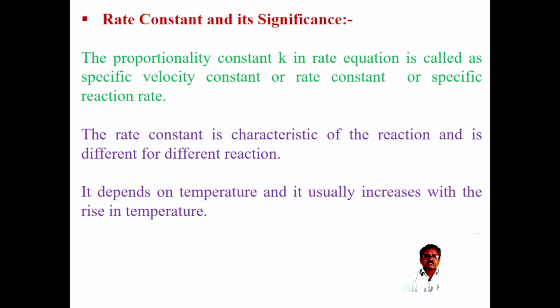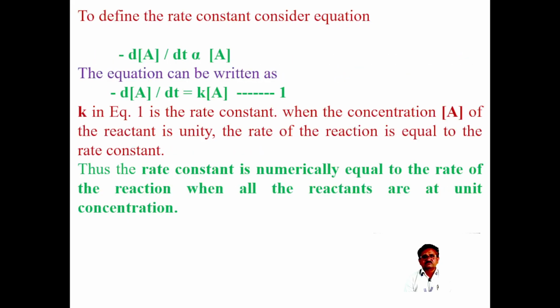Now let us see the rate constant for the reaction which we study kinetically. The proportionality constant K in the rate equation is called the specific velocity constant, rate constant, or specific reaction rate. The rate constant is a characteristic property of the reaction and is different for different reactions. It depends on the temperature and usually increases with a rise in temperature.